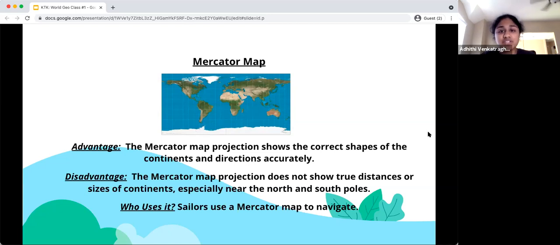Now, here's something that I encourage you to do when you get home. One of the land masses that really shows how the sizes and distances may change across different types of maps is Greenland and Australia. So when you go home, or even right now, take note of the relative size and shape of Greenland and Australia and see how they change between all the different maps.